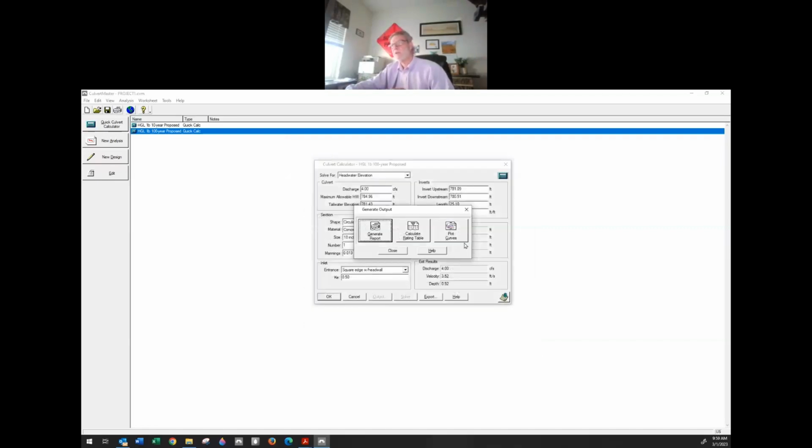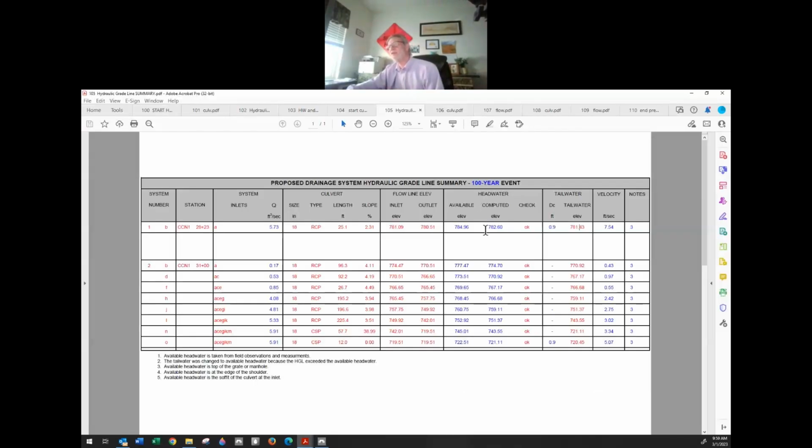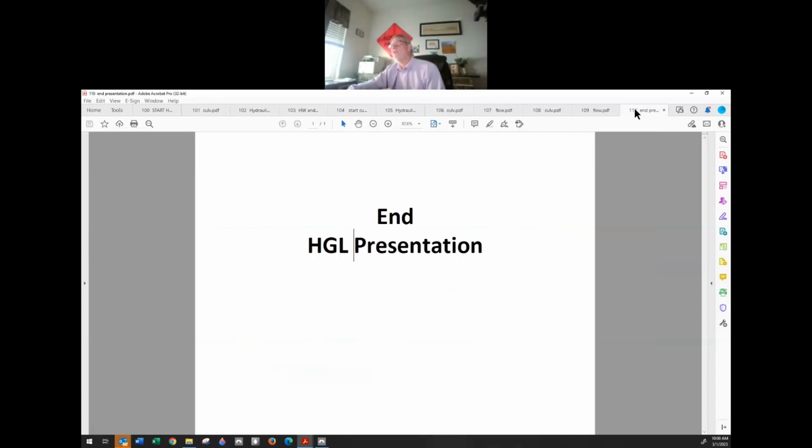And then the final answers that we're getting out of here. The final answers come in as the computed headwater and the critical depth if necessary, and then the velocity. And then finally, there's a couple of notes right here. You can refer to these notes down here. They're kind of the standard ones that you might use, or you can add or change these as needed. And the available headwater taken from field observations, for example, lets them know where you got the information that you're using here. And with that, I think we're done with the presentation.